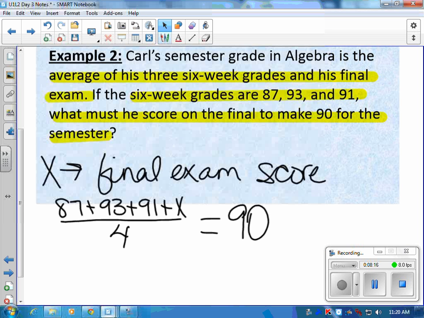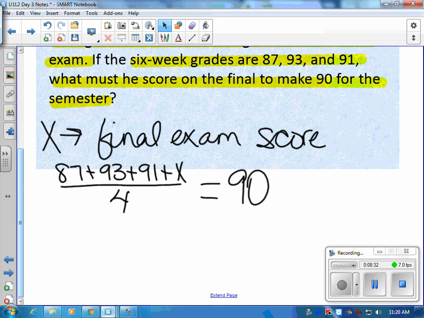90 is the average I want to get. So maybe I already have a 90, but I still have to take a final exam. So my question is, after I take this final exam, what do I have to get on this to keep that 90%? Because I still have to factor that into my 4 scores. I have 4 scores, 3 6-week grades and a final exam grade that all go into my average.